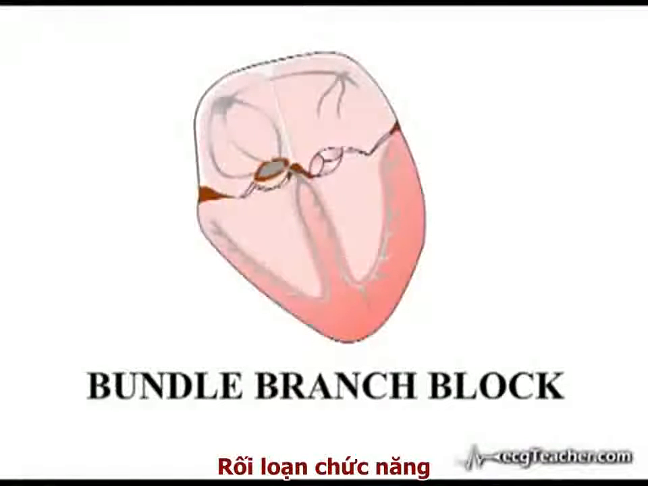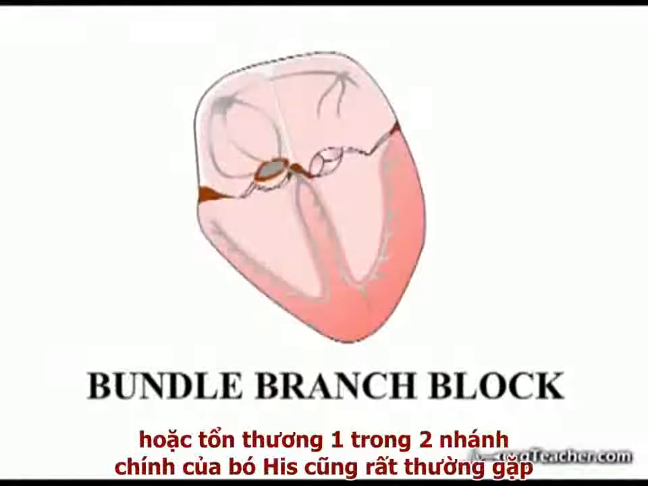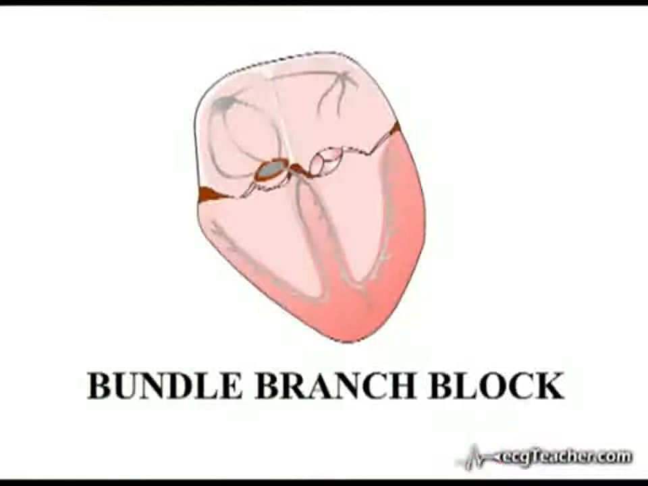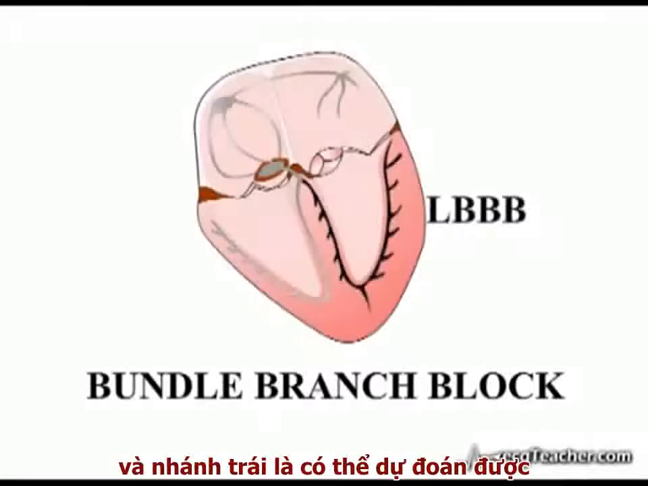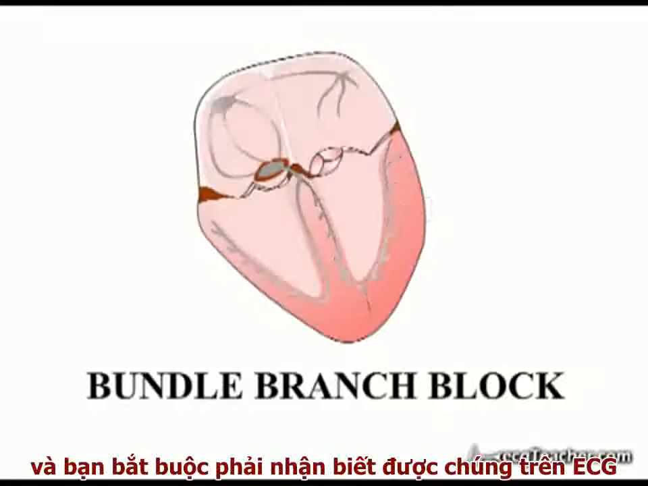Related dysfunction or damage of either of the main branches of the bundle of His is commonly observed. The pattern of ECG changes associated with right or left bundle branch block are broadly predictable, and you must be able to recognize them on the ECG.